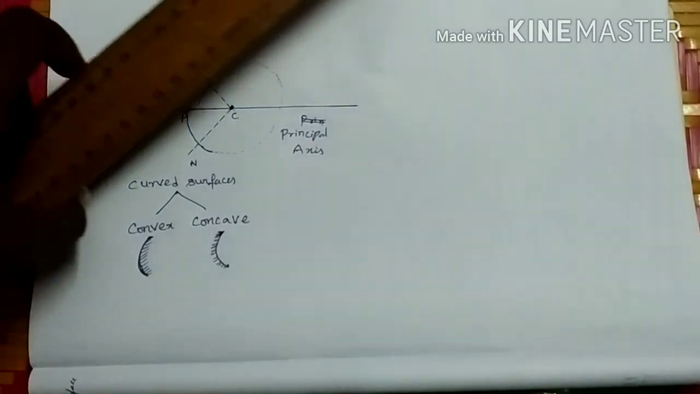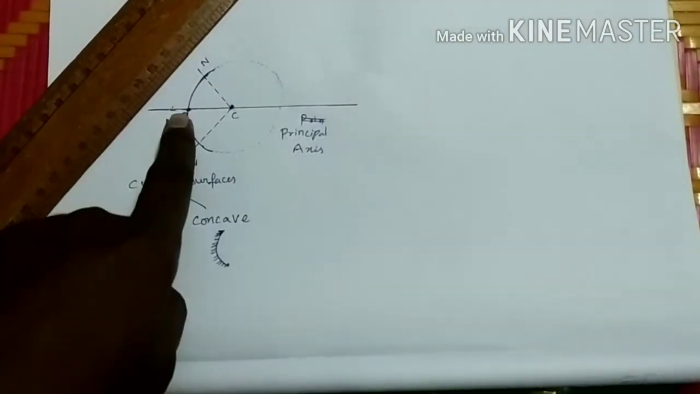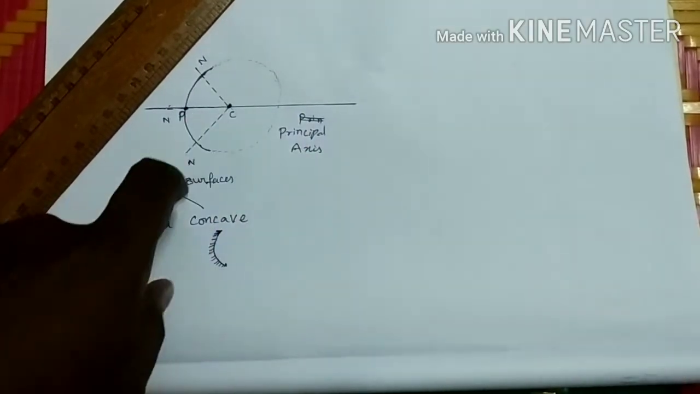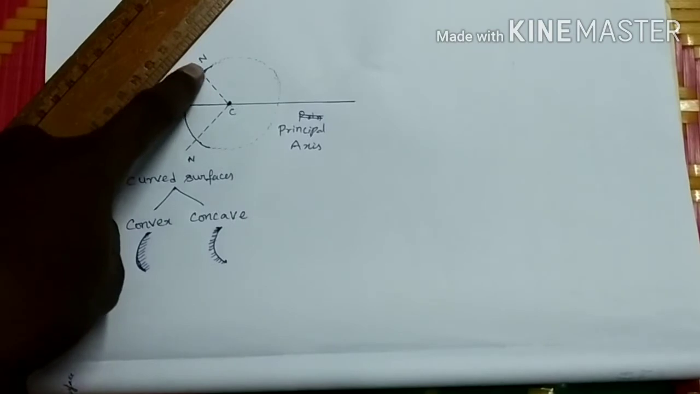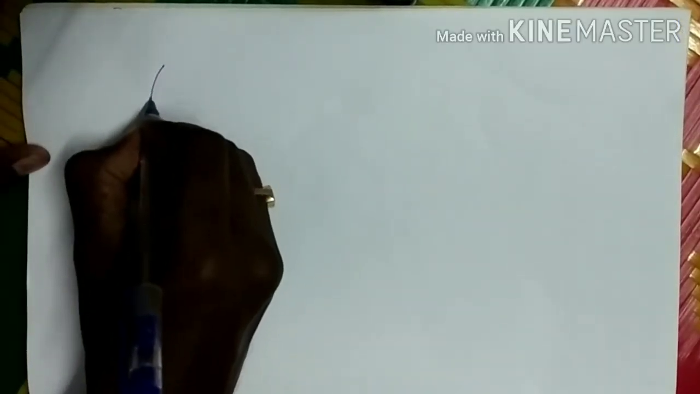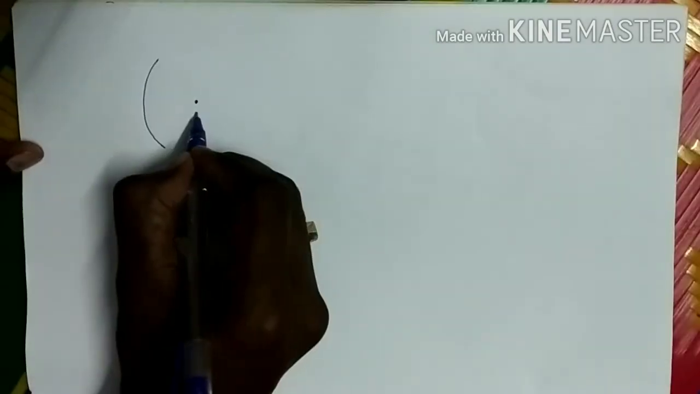Now let us see what happens when the light ray travels through the principal axis. What is the principal axis? The line which joins the pole and center of curvature, that is called the principal axis. Now let us see what happens when the light travels through the center of curvature. Observe here carefully. This is a curved surface, and the center of the sphere we call the center of curvature. The center of curvature is represented with the letter C.